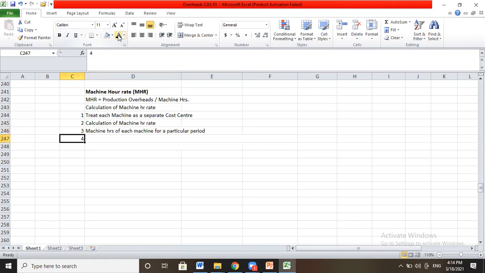So if any specialized information is given, then standing charges per machine hour is equal to total standing charges upon machine hours. So we need to understand what the meaning of standing charges is.